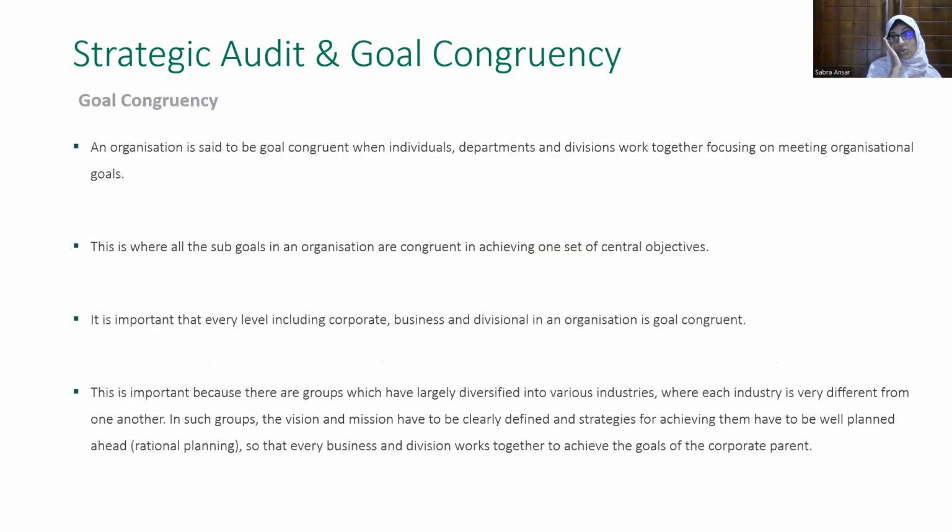So what is goal congruency? An organization is goal congruent when individual departments and divisions work together, focusing on the organization's goals. There could also be sub-goals, obviously, which would have one set of central objectives. Each level needs to include corporate, business, and division level goals that are congruent with the main goal of the organization, where each industry is very different from one another.